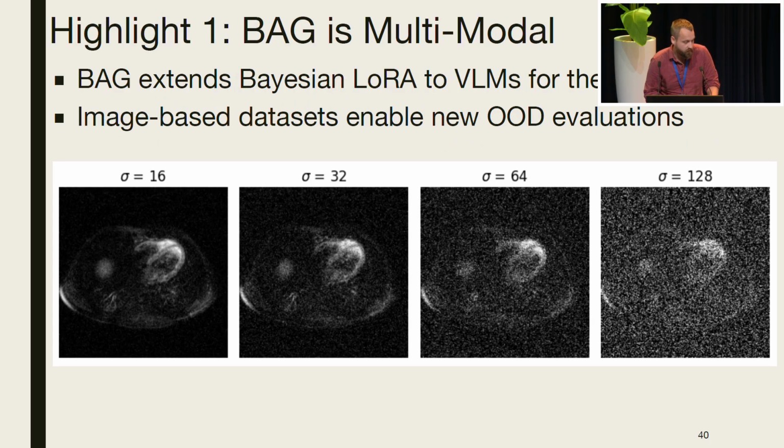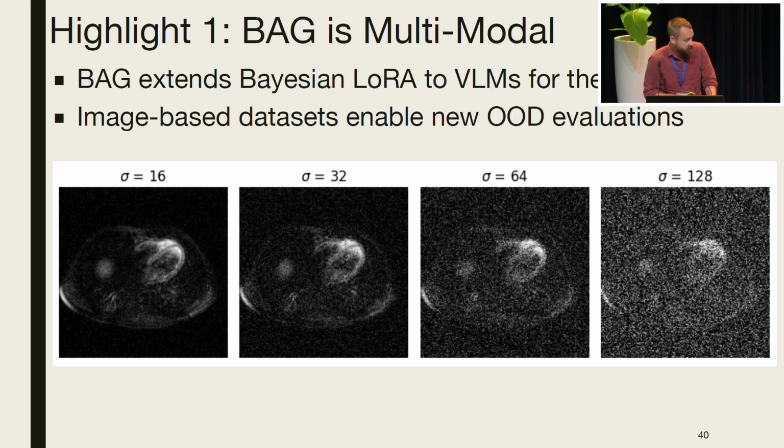So highlight number one is that BAG is fully multimodal. In our paper, we expand Bayesian LoRA to visual language models for the first time. And that's pretty exciting because image-based data sets enable new out-of-distribution evaluations that weren't possible using text-based data. And this is a pretty interesting thing to study because going all the way back to the prior work on Bayesian deep learning, there's always been this promise that these Bayesian methods should be more robust to out-of-distribution data, and they should have higher uncertainty when we're out of distribution.